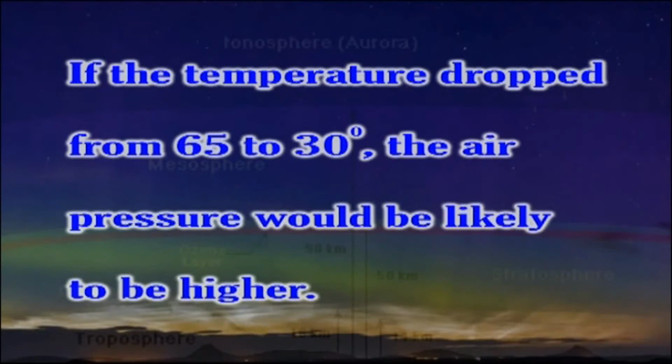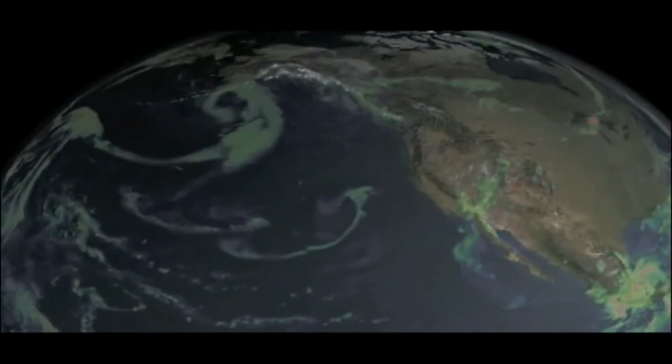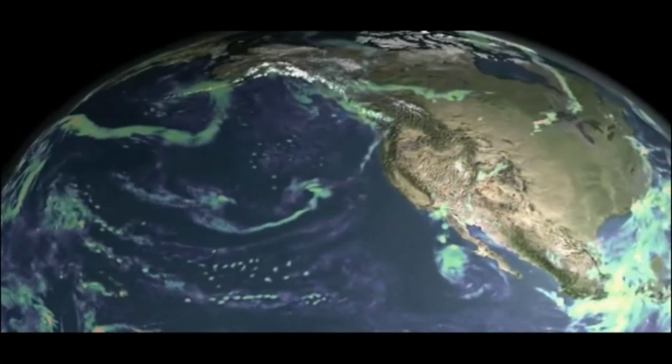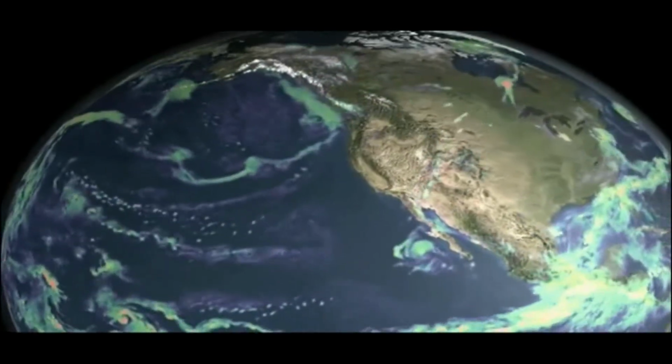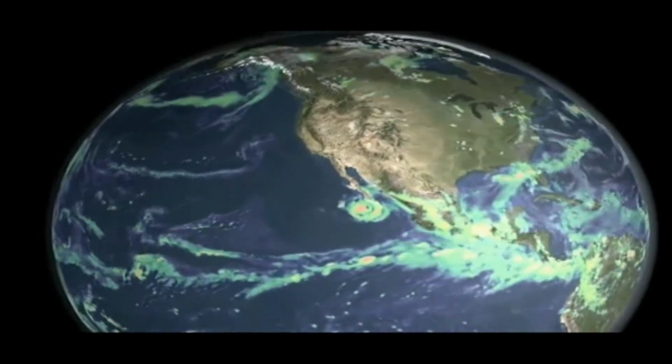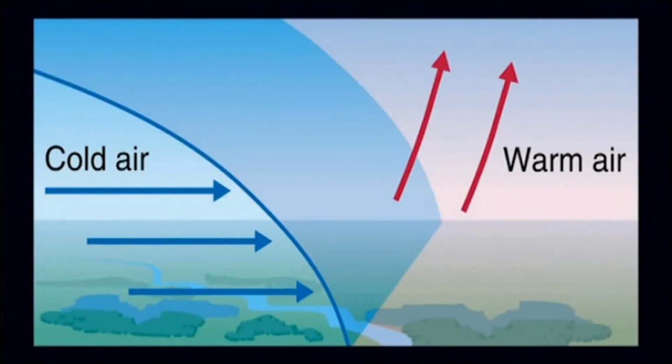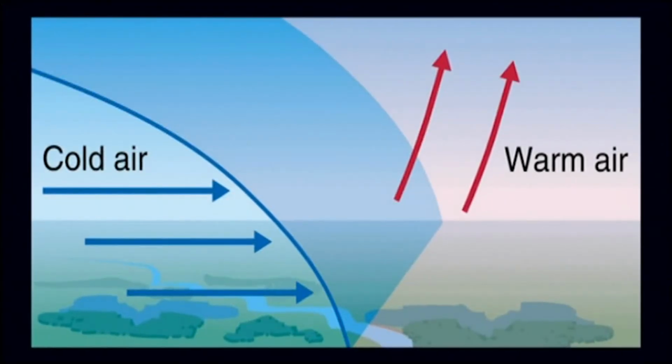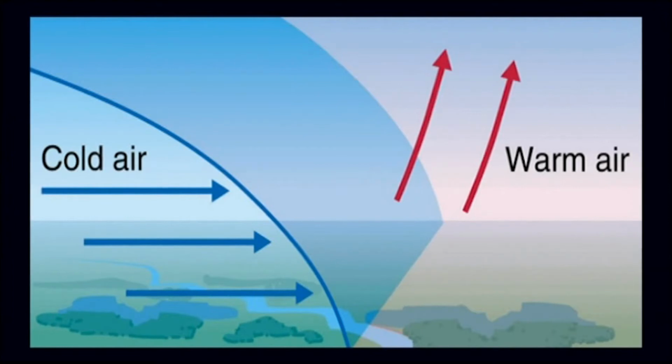If the temperature dropped from 65 to 30 degrees, the air pressure would be likely to be higher. But this would not be directly because the temperature changed, but because an area of high air pressure moved in, bringing the cooler temperatures. Altitude affects the temperature of air because air pressure gets lower as the altitude increases. The higher the pressure of any gas like our air, the warmer it becomes.